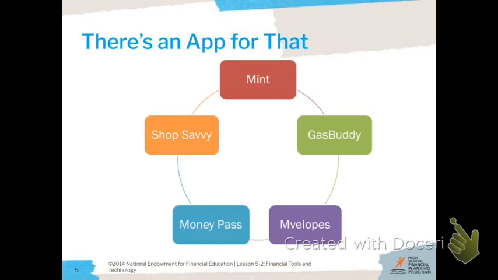And then these are some apps that can help. For instance, Mint is an app for budgeting. Gas Buddy helps you know where the cheapest gas is around. MyVenlopes, like My Envelopes, is an envelope system for budgeting to help you keep track. Most banks that offer online banking now have an app also. And we've talked about some shopping, saving, and comparison apps and extensions before.